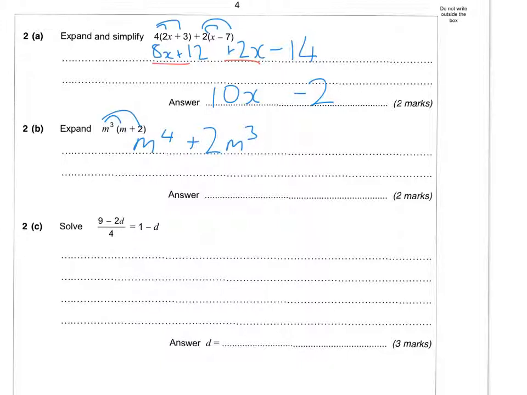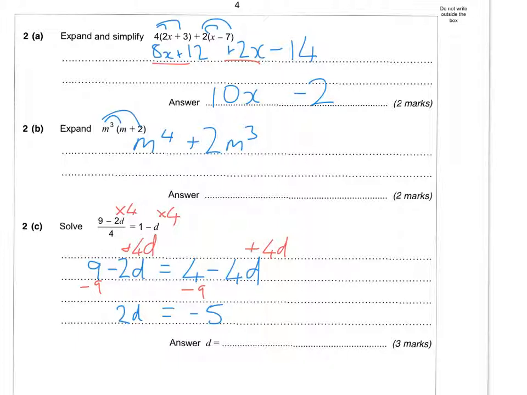Solve. Start off by getting rid of the fraction, times both sides by 4. So 9 minus 2d equals 4 minus 4d. Add 4d both sides, and minus 9. So we end up with 2d equals negative 5. d equals negative 2.5.